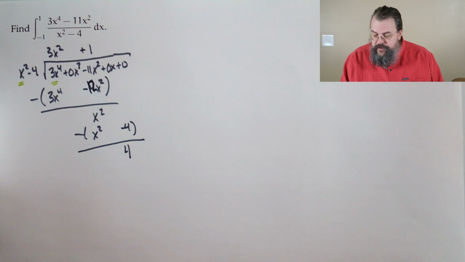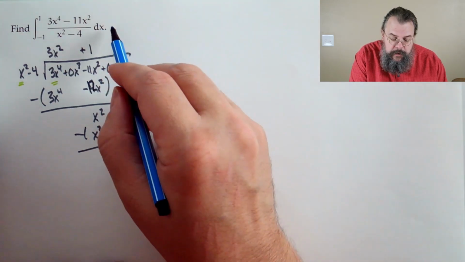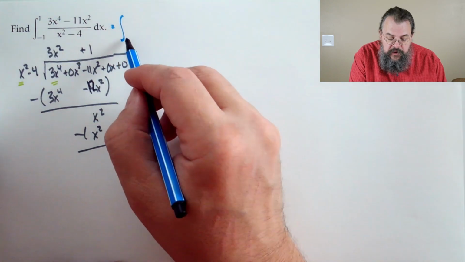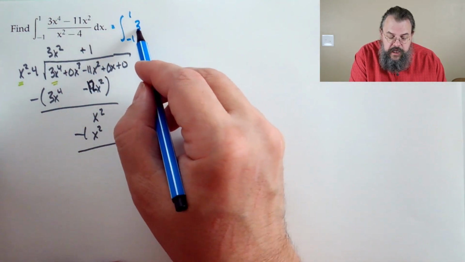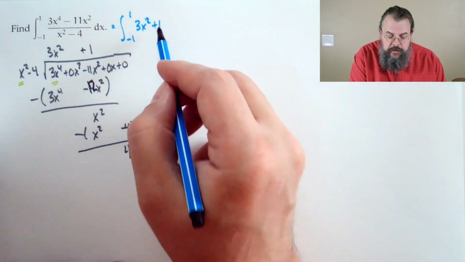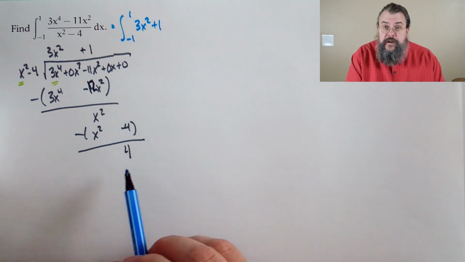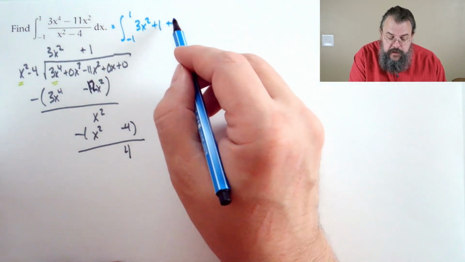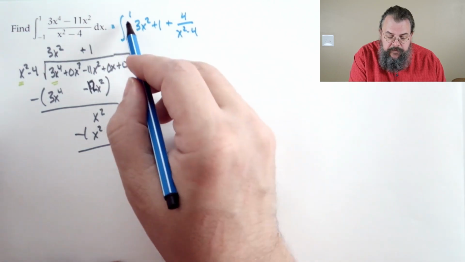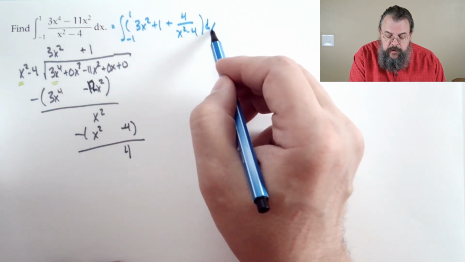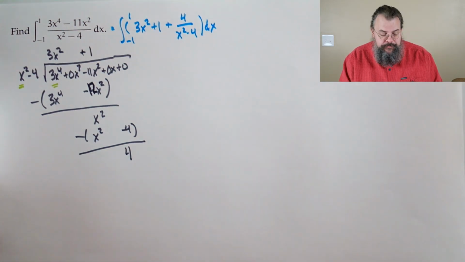We can update our integral. So what we really have is that this integral is the same as the integral from -1 to +1 of this 3x squared plus 1, and then plus our remainder 4 over x squared minus 4. Okay, there we go. That's our first step, long division.